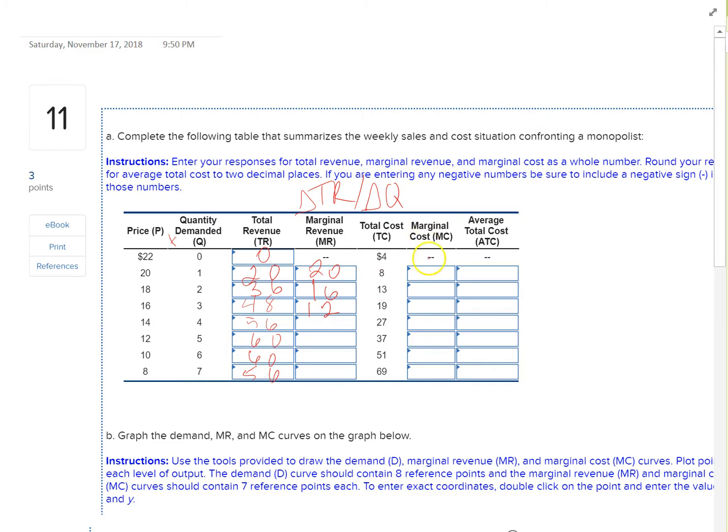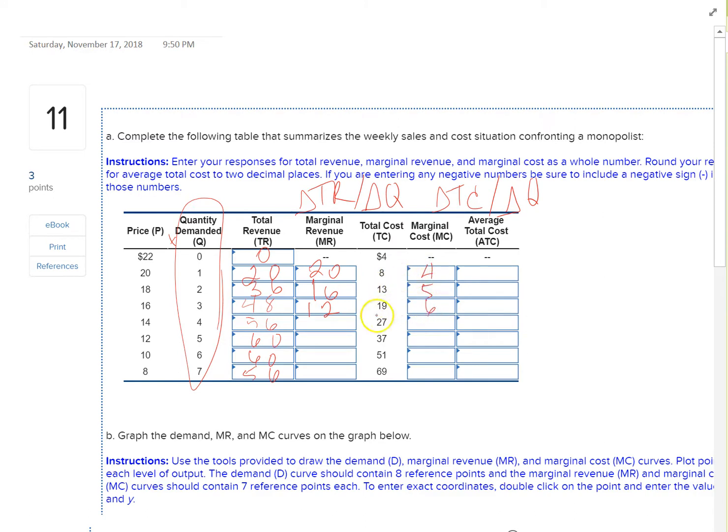Then we're going to go over here to total cost. Now those values are given to us. Marginal cost is the change in total cost divided by the change in quantity. And like we saw previously, the change in quantity is 1. So this is going to be really easy. From 4 to 8 is 4. From 8 to 13 is 5.